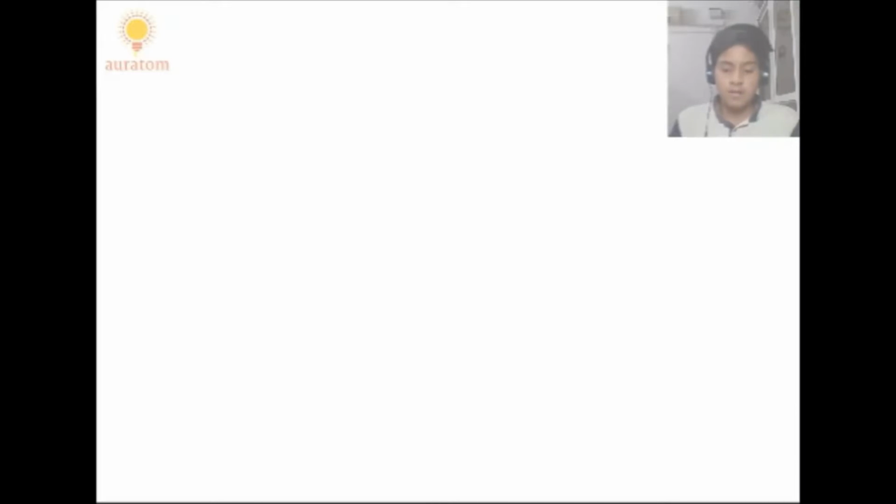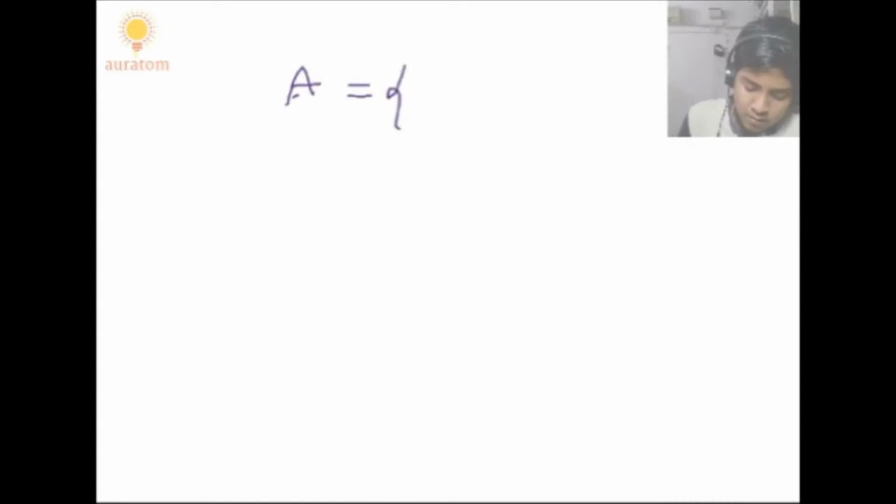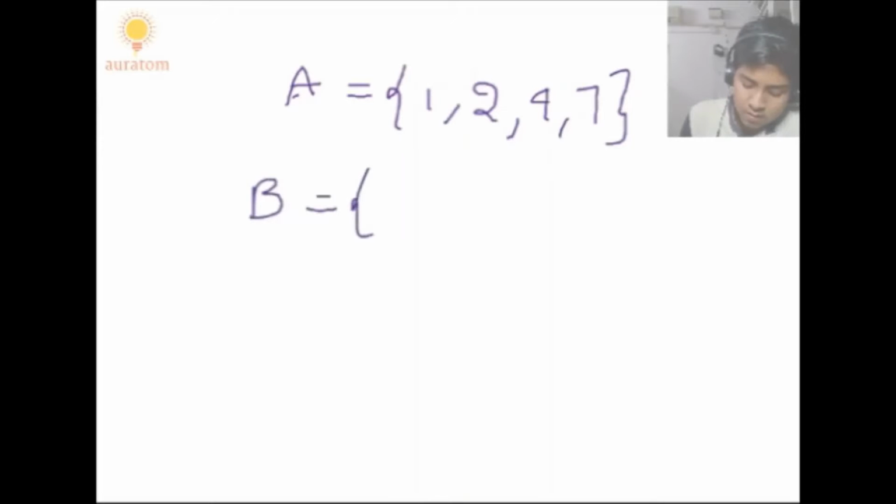So let's start, and let's start with two examples, because the operations with sets are done on two or more sets. It cannot be done on one set. Okay, so let's take two sets. A is 1, 2, 4, 7, and let's take B as 3, 4, 5, 8.